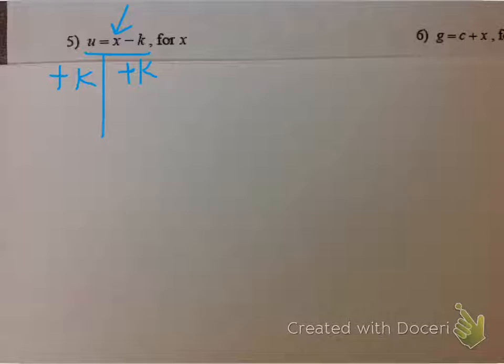Okay, so minus k plus k is going to give us 0. We don't need to write the 0, just the x. And then on the other side, we have u plus k. And we've done it. We've solved for x.